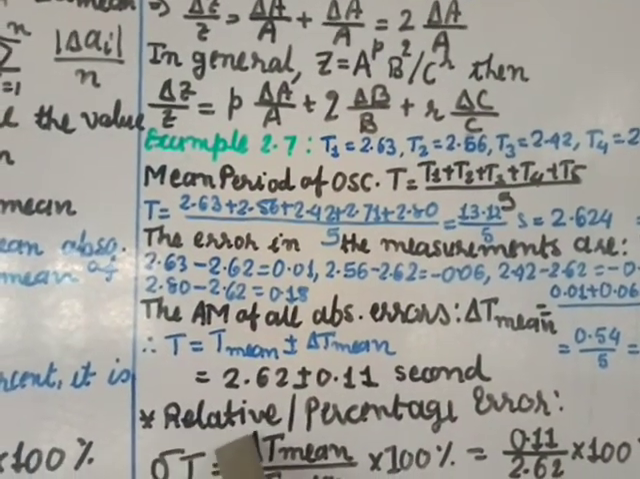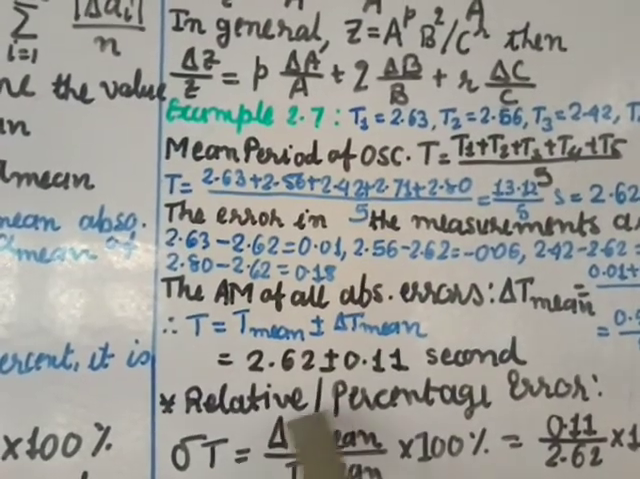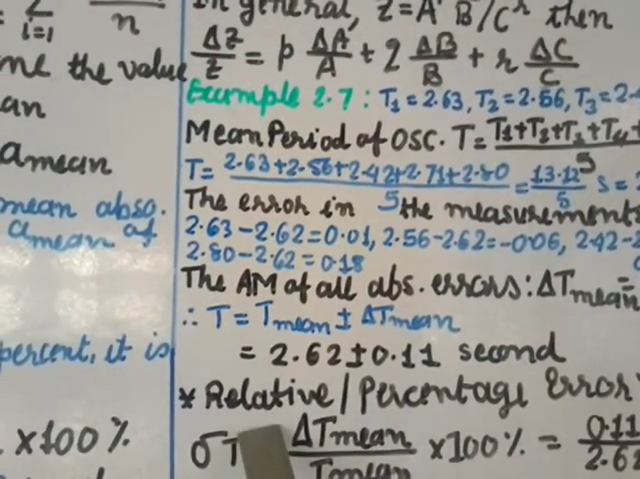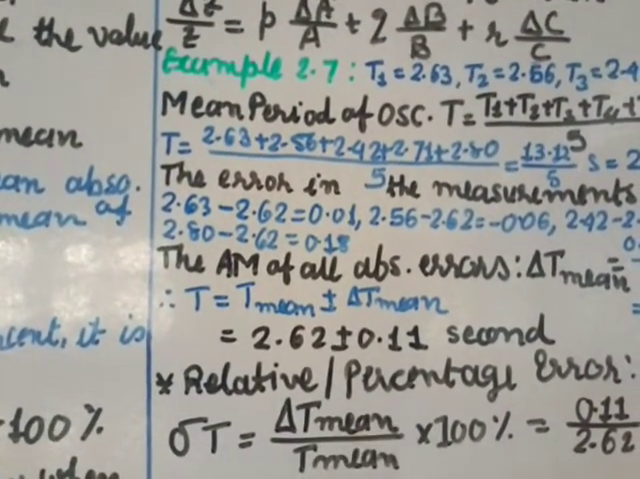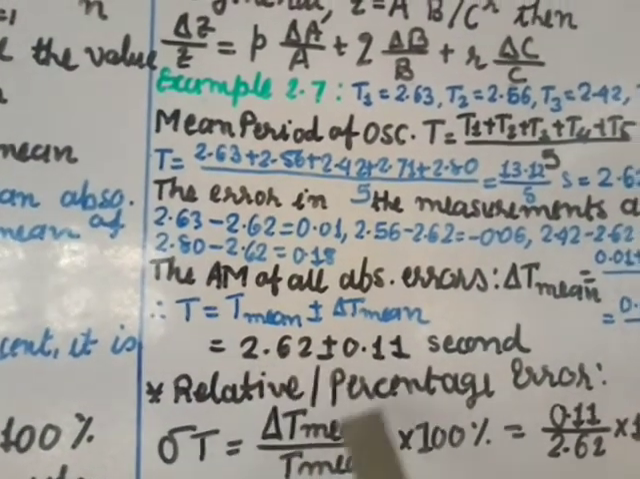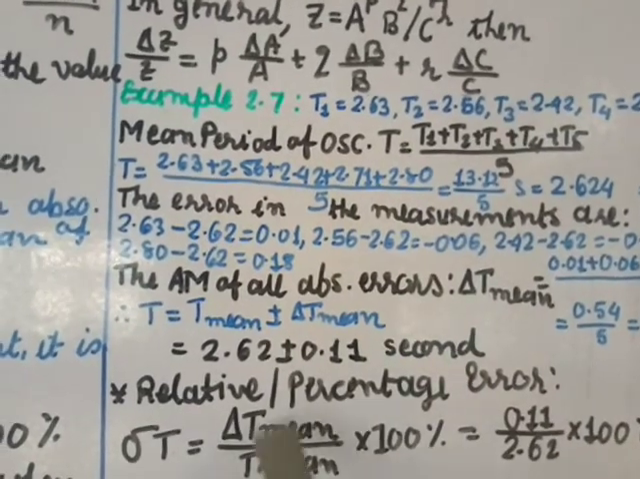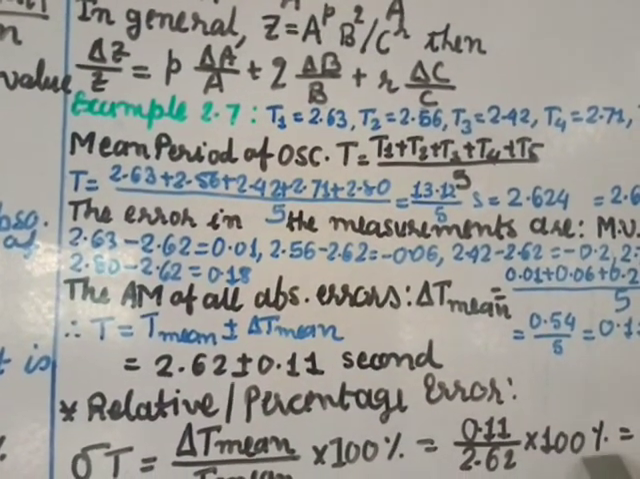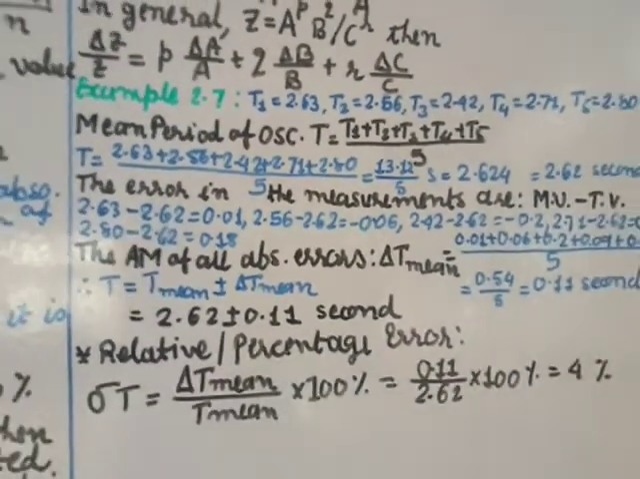They have asked for either relative error or percentage error. Both will be the same, but percentage error is the relative error multiplied by 100. So I'll find only the percentage error. Delta T over T is equal to delta T mean by T mean into 100 percent. Delta T mean is 0.11, and T mean is 2.62, into 100 percent. Divide, you get 4%. So that is the answer.